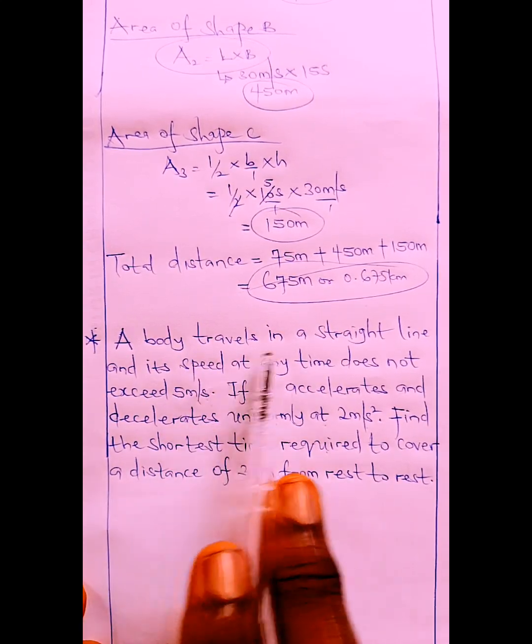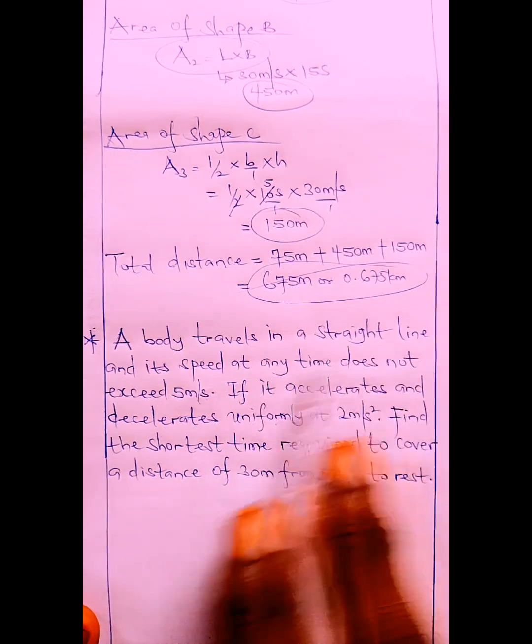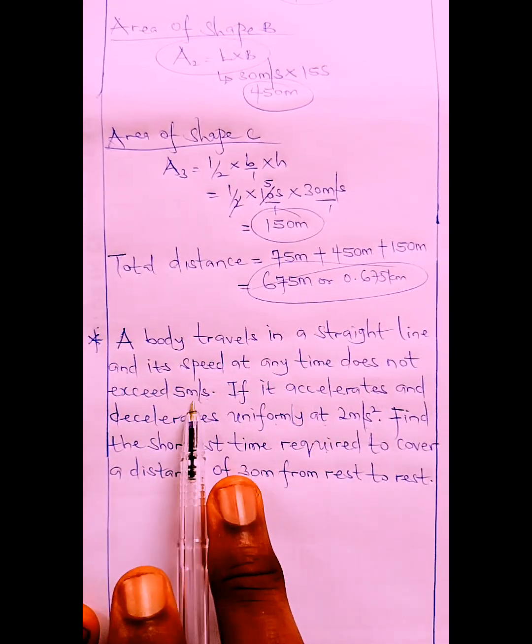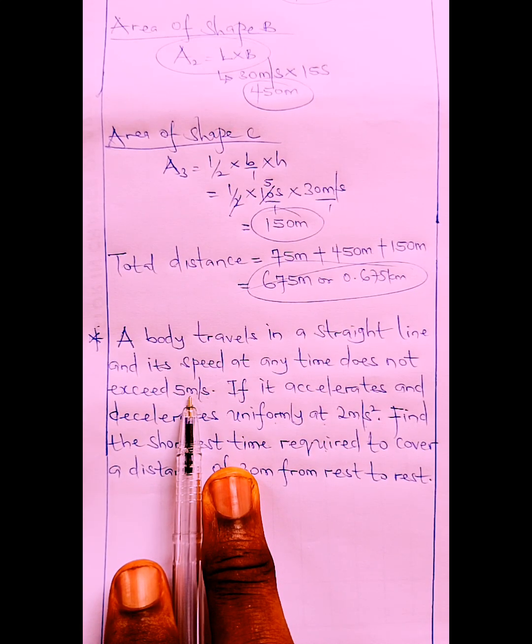Now, as you can see, a body travels in a straight line. For the body traveling in a straight line, it could be that the body accelerates from rest, or the body decelerates, or the body maintains a constant speed attained. It could be any of those three things I've mentioned. But we're going to try to interpret what this simply means. If the speed does not exceed 5 meters per second, it simply means 5 meters per second is the max speed or the max velocity attained by the body.